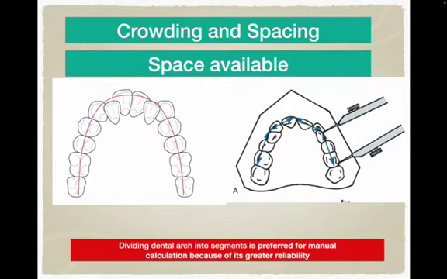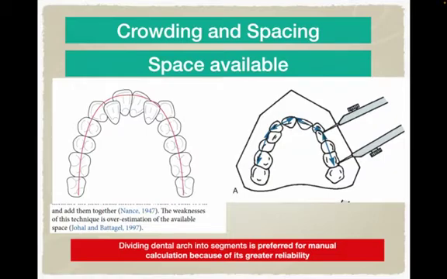Coming back to dividing the arch into segments, we know that the arch is not a segment, it's an arch, so converting it into segments will create problems. Johal and Bhatagil in 1997 did a study comparing these two methods, and they found that the weakness of the brass wire is that it overestimates the space available.